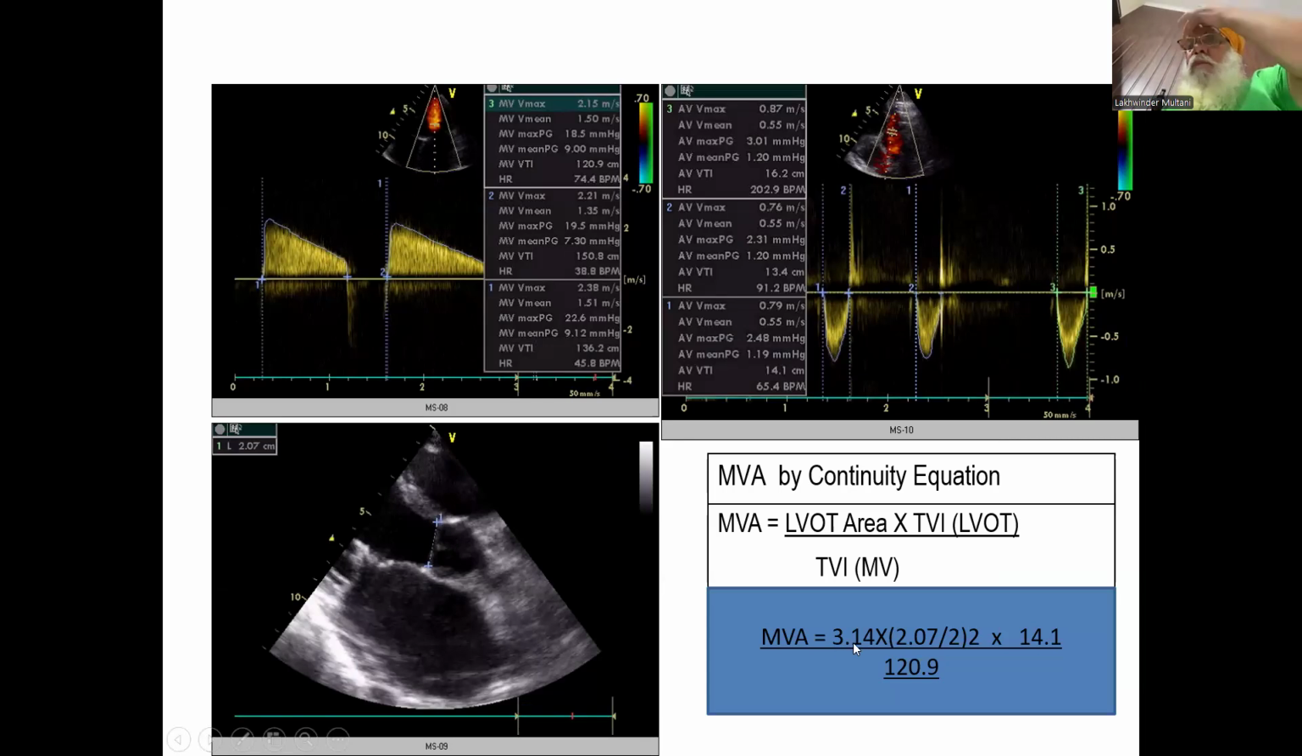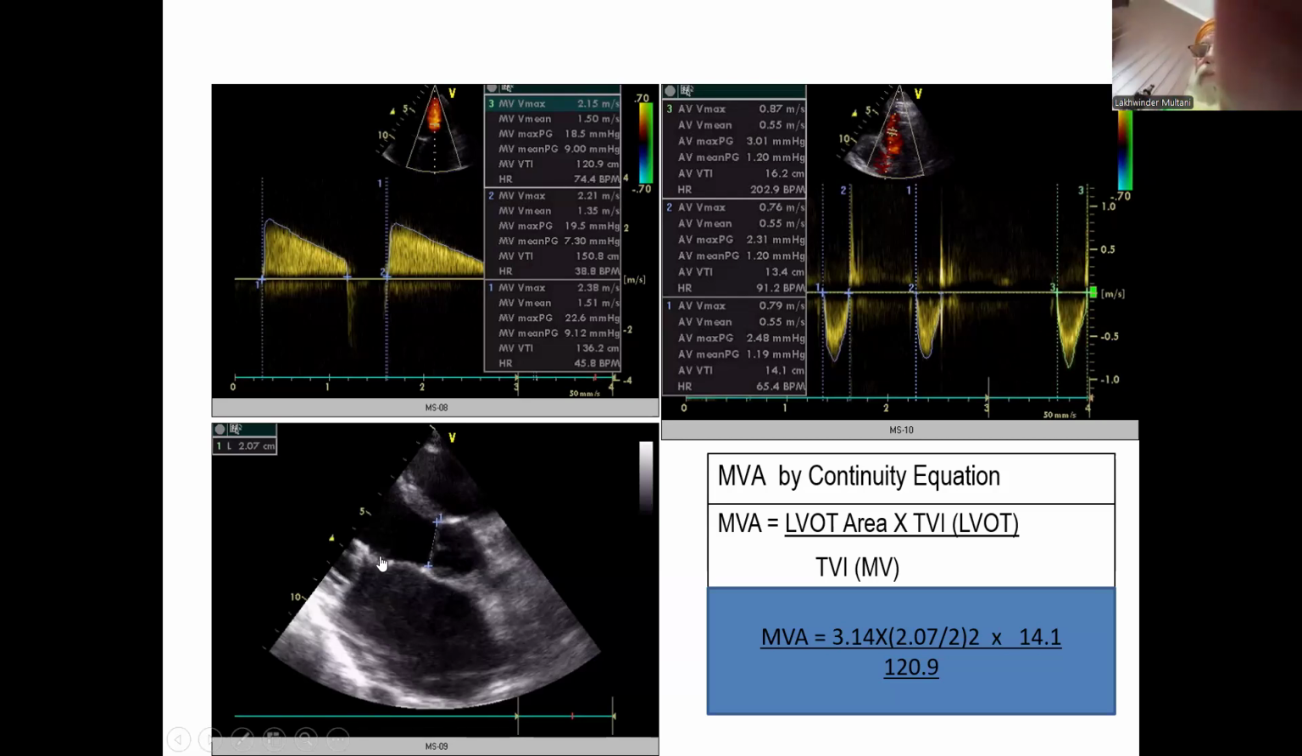Pi is 3.14, and here the diameter of the LVOT is 2.07. 2.07 divided by 2, squared, multiplied by 3.14, times the LVOT VTI, which is 14.1. There must be 14.1 over here. So the LVOT area times VTI is the stroke volume across the LVOT.